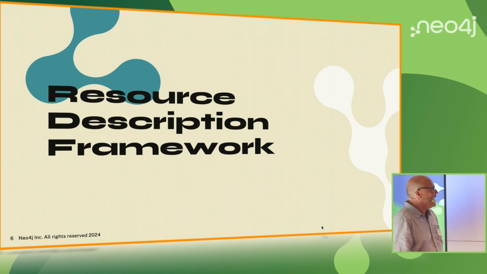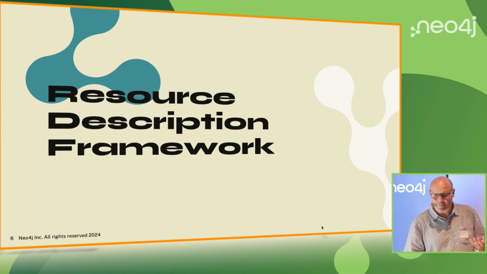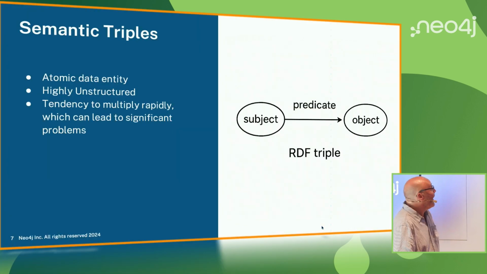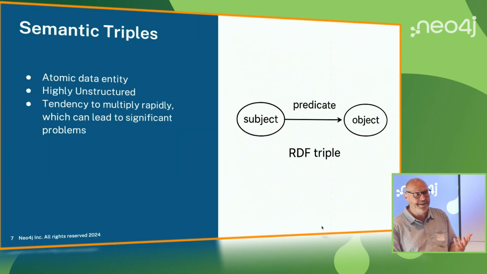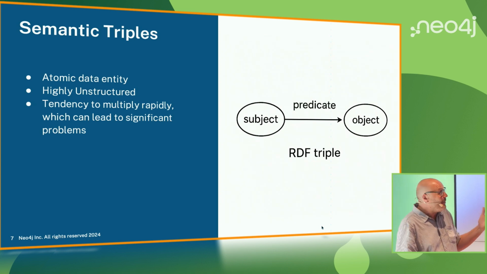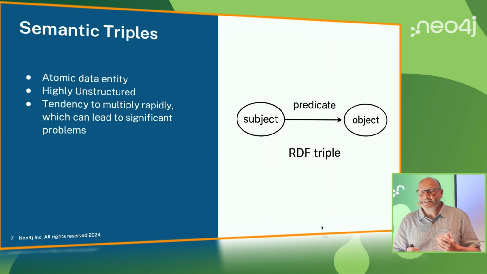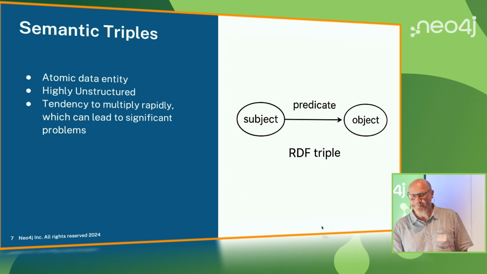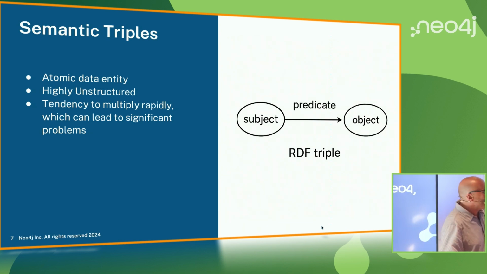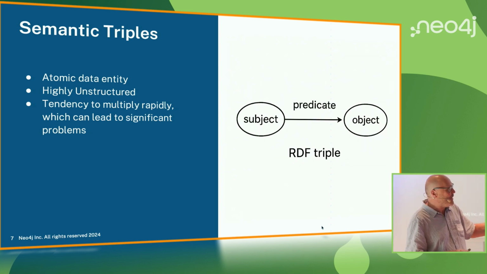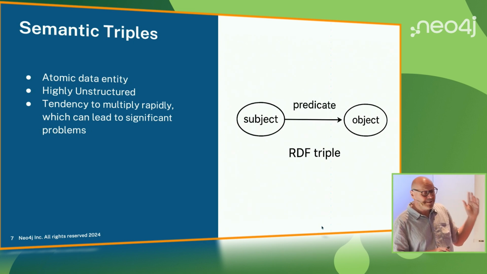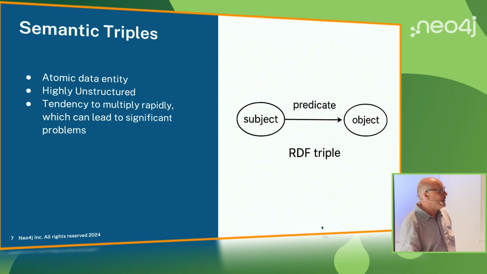But what we are here to talk about is triples from the Resource Description Framework. So these are our semantic triples. They're an atomic data entity. They tend to be highly unstructured, and they have a tendency to multiply rapidly and cause significant problems, just as the tribbles. So, just to familiarize yourself with the terminology, we have these RDF triples, which consist of a subject, a predicate, and an object.